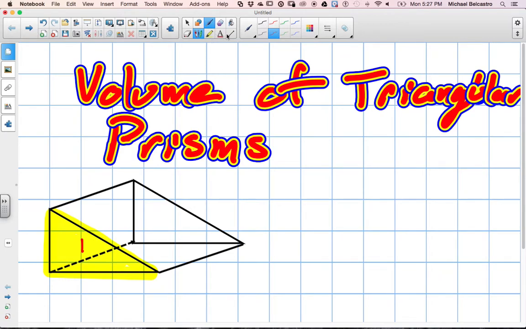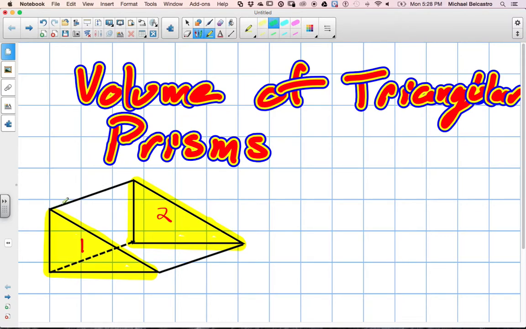And then there's an identical triangular face on the back. Okay, and that's why this is called a triangular prism, because we have two triangles as the main faces. So here are our two faces. And then there are rectangles that make up the rest of the faces.